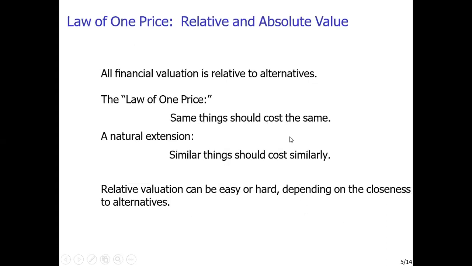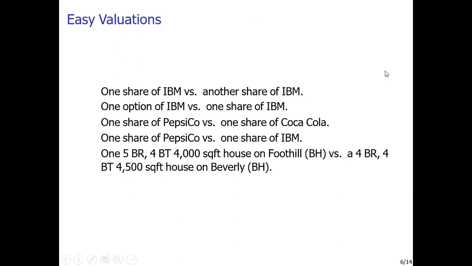All financial valuation is relative to alternatives. The law of one price, meaning the same thing should cost the same. Then there's a natural extension here: similar things should cost similarly. And accordingly, relative valuation can be easy or hard depending on the closeness to alternatives. So we call it the law of one absolute value, just like this.